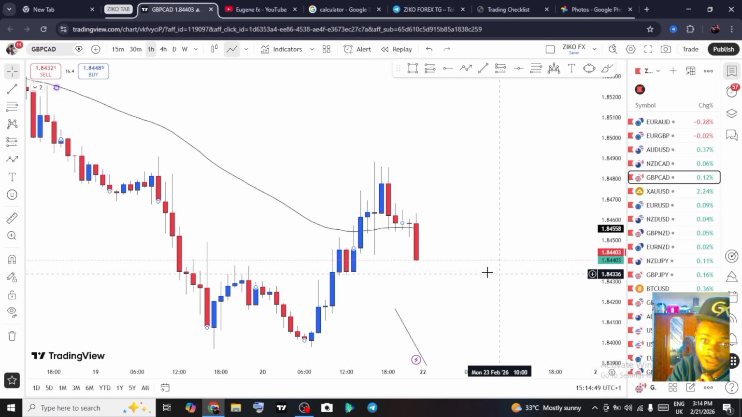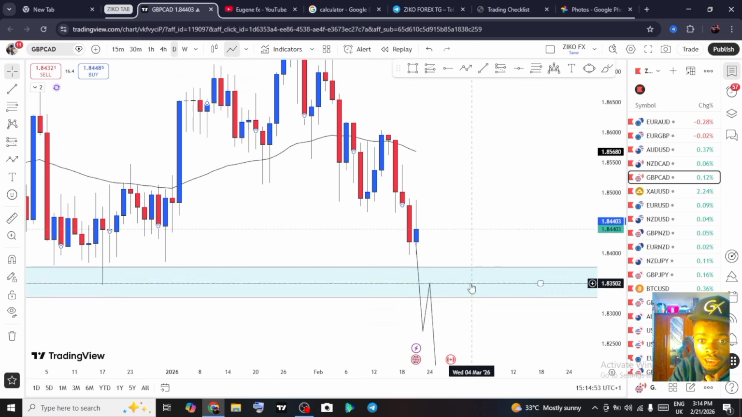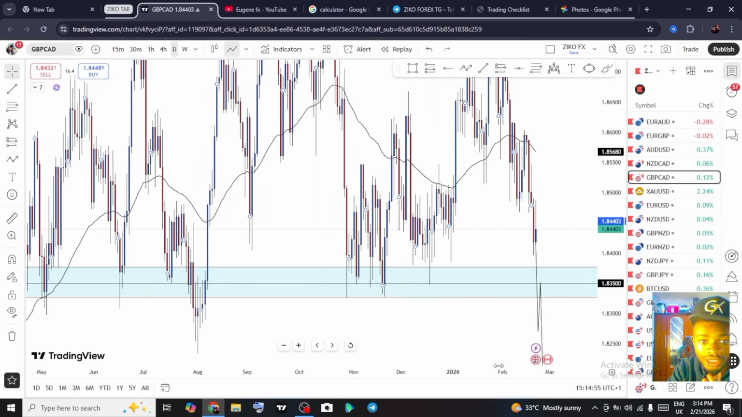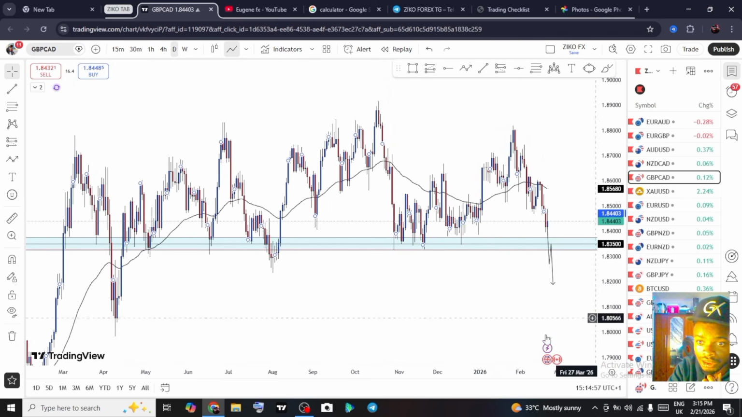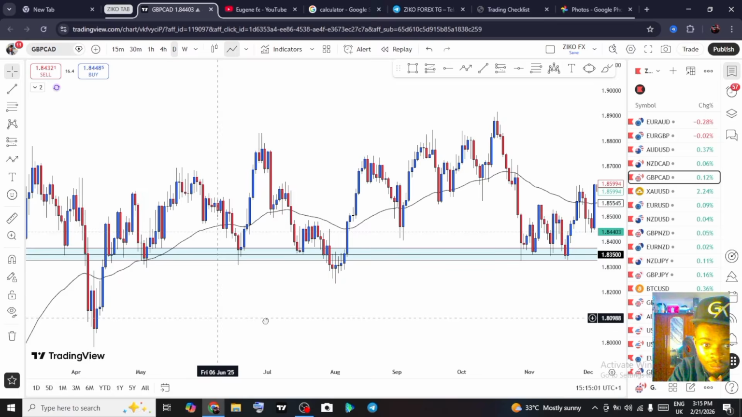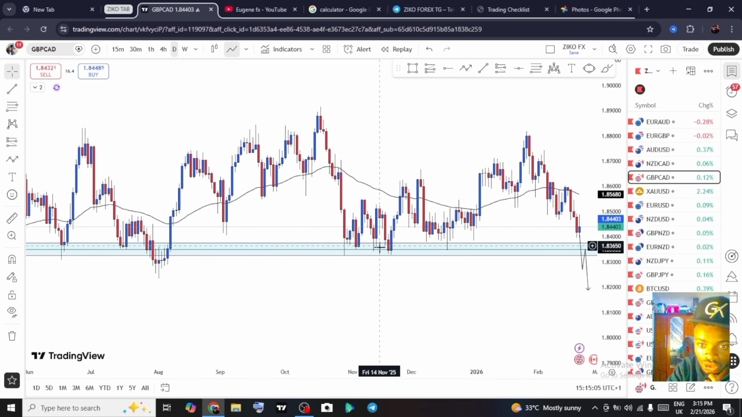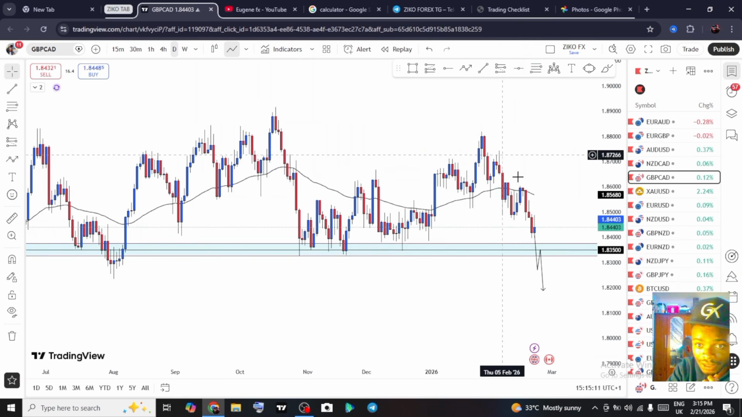GBP CAD is the next pair, another pair I'm going to be paying attention to this week. Now, we also have a very clean area of interest right here. This pair might actually happen this week, or it might not happen this week. Multiple rejections from the area of interest, as you can clearly see. Whenever we're above, we're rejecting to the upside, and we have pretty much most times been above this area. But the market structure right now is currently bearish, so we should be looking for sales.